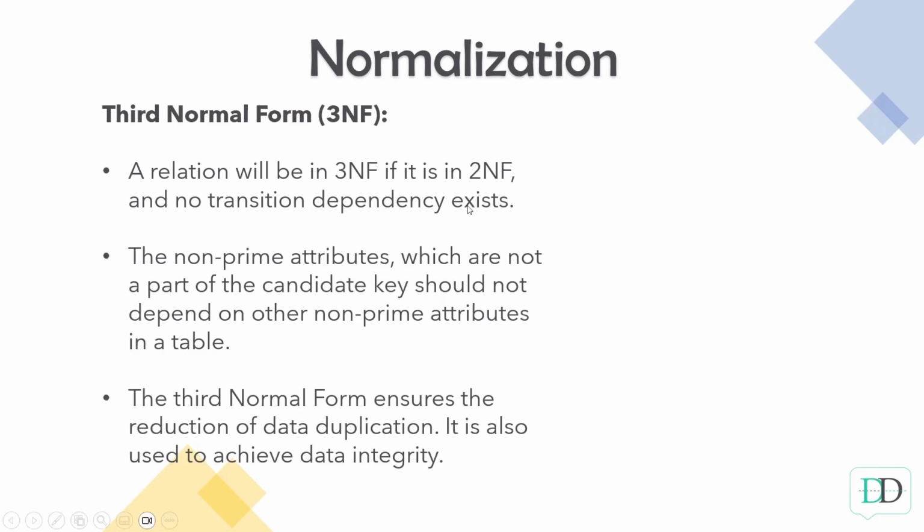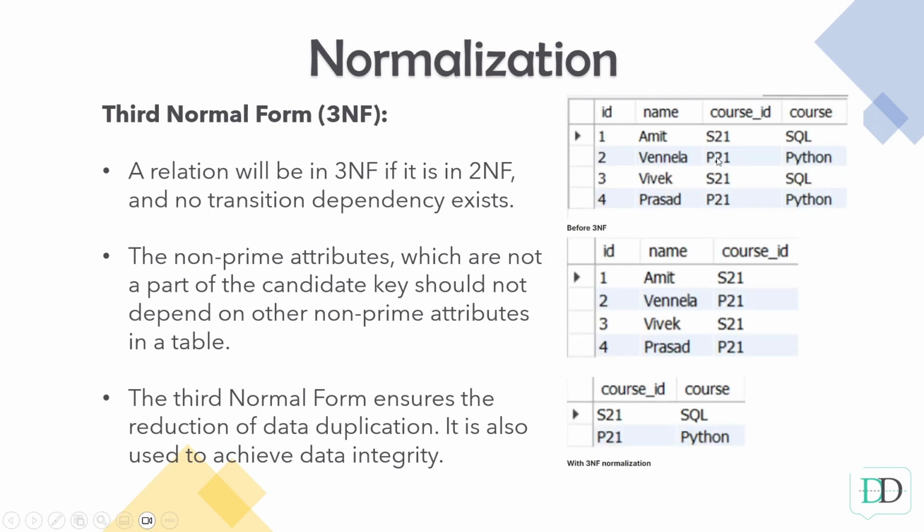3NF. What is 3NF? A relation will be in 3NF if it is in 2NF and has no transitive dependency. We have ID, name, course ID, course, and here you can see that ID was dependent upon the name and name was dependent upon the course ID. Say it's a database of Data Diary educational institution, which offers courses like SQL, Python and data science. Imagine this data set as that type of data set.